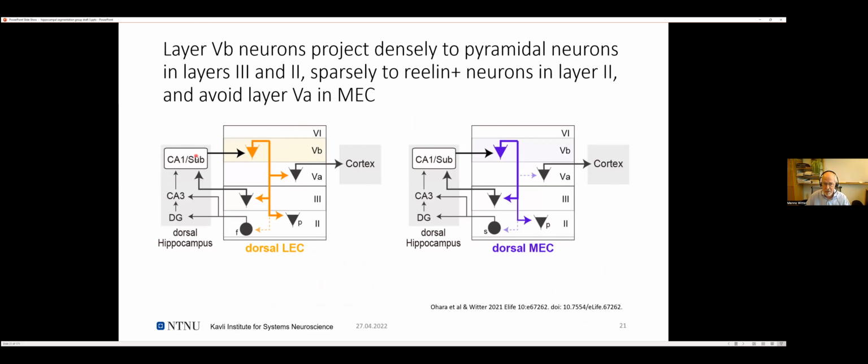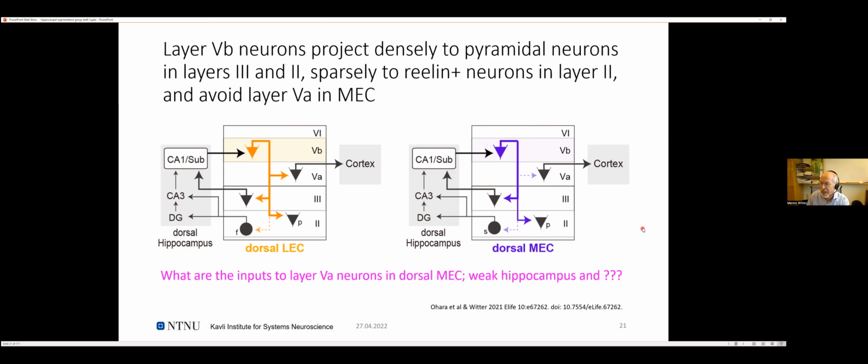So this is the summary diagram of the circuitry. You have hippocampal output coming into LEC and into MEC. It hits 5B. 5B projects to 5A and it goes out to the telencephalon. It goes out to 3 and to 2B, but not to 2A that provides the main input. This is true here into 5B. 5B goes to 3, that projects here. 5B goes to 2B and not to 2A that projects here. And there's a very sparse output here. So there is a misconnect in the dorsal part of the medial entorhinal cortex.